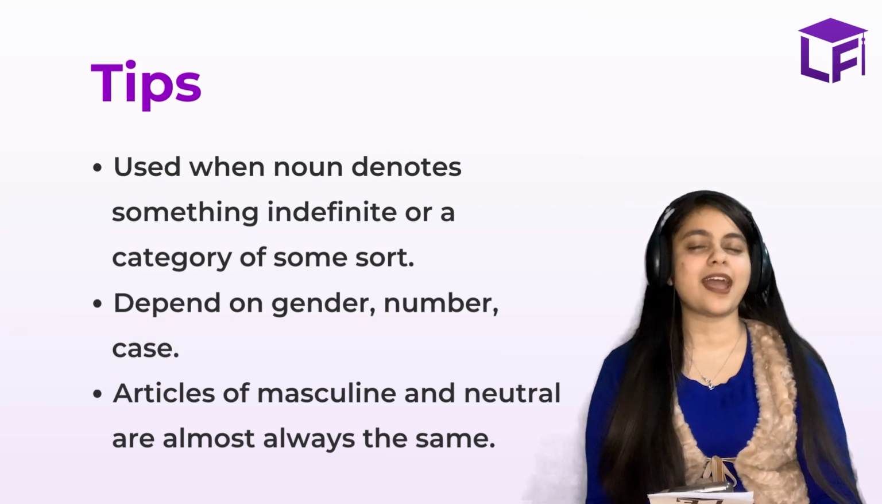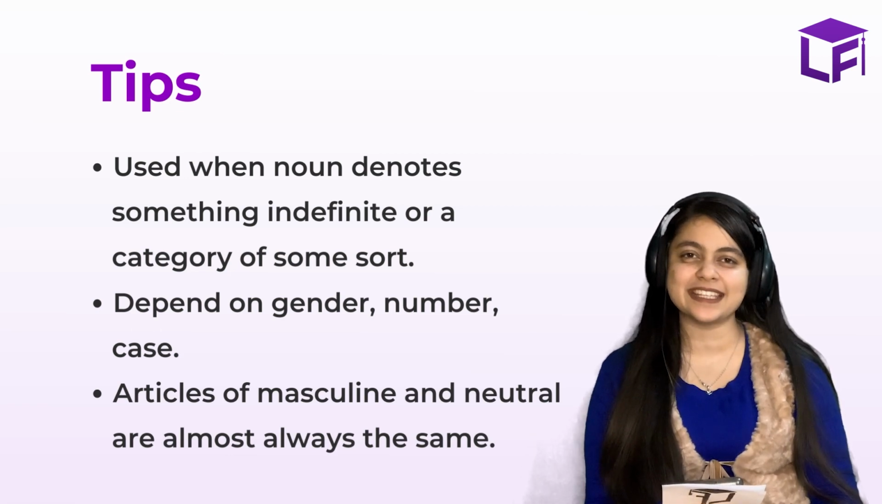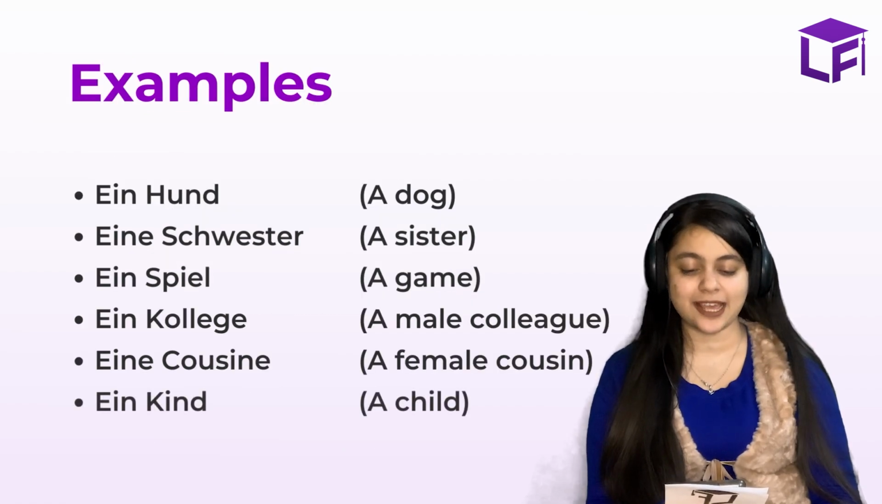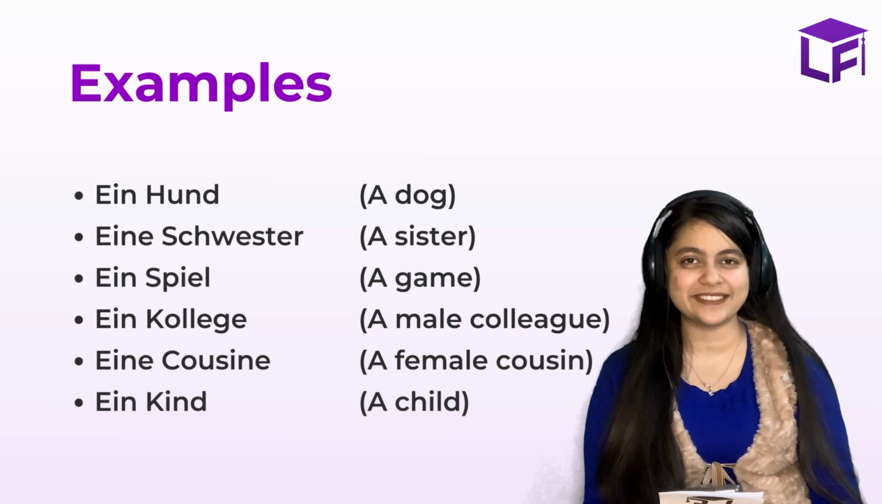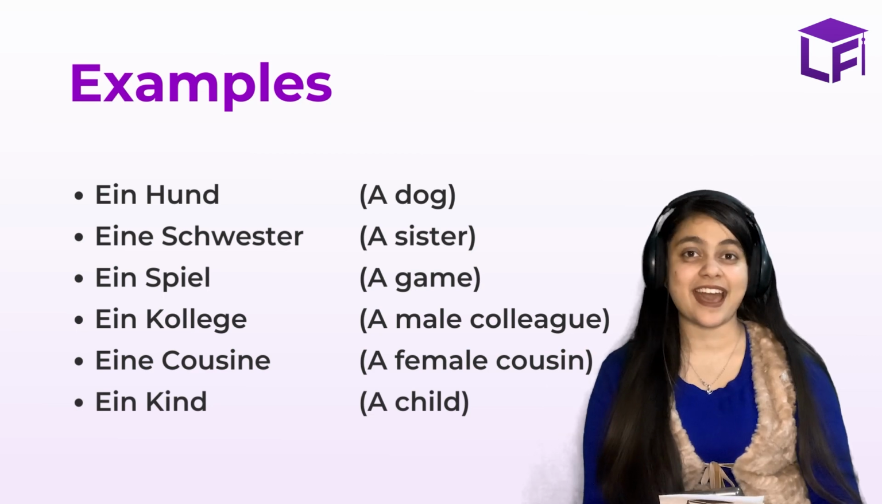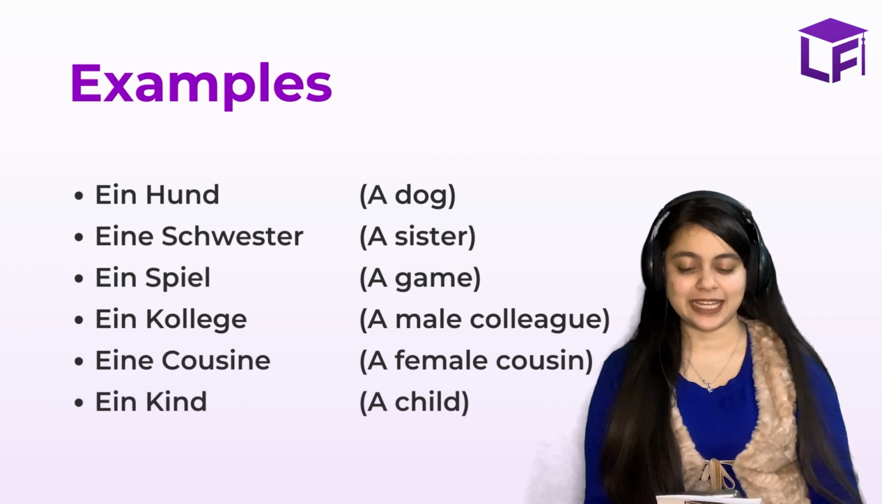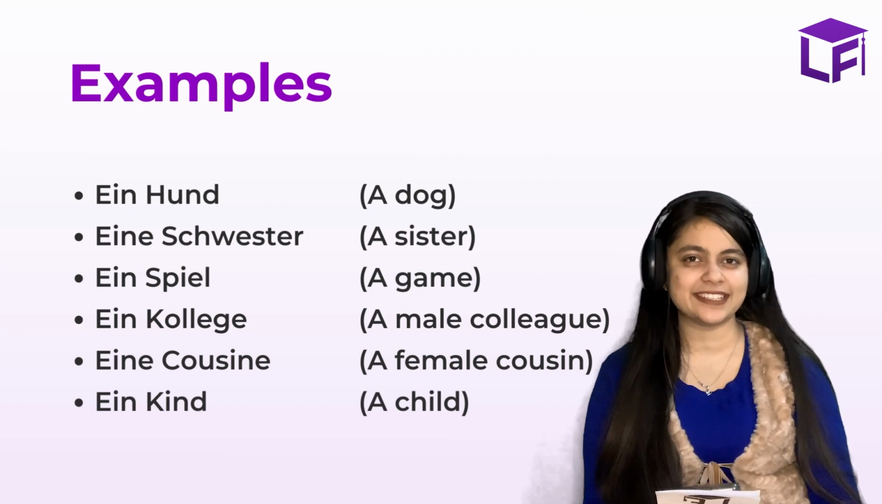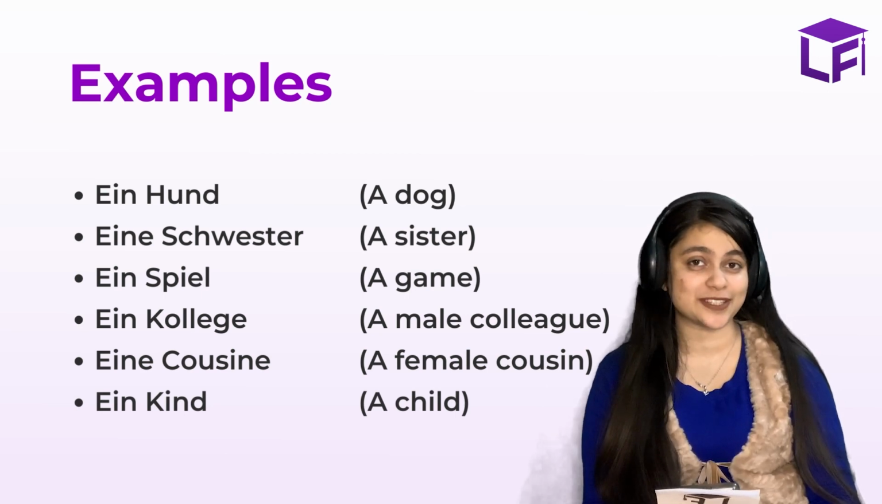Okay. I'm again going to share a lot of examples for you guys so that you understand this like a pro. The first example I have for you guys is ein Hund, which is a dog. The next example says eine Schwester, which means a sister. The next one is ein Kollege, which means a colleague. Okay, a male colleague to be specific.